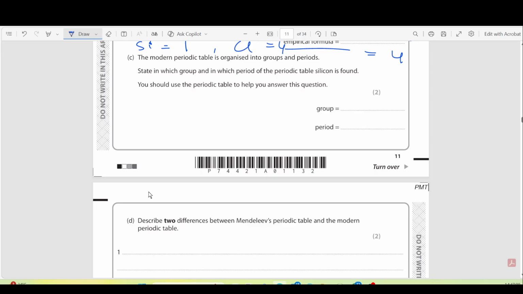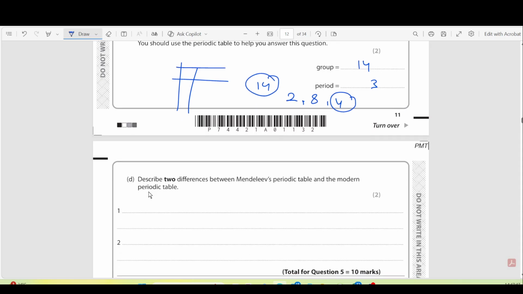Next is this. In the modern periodic table, we know there are rows and columns, which are called periods and groups. We have to tell which group and period silicon is found in. Silicon has atomic number 14. If we check, the electronic configuration is 2, 8 and 4. Because it has electrons in 3 energy shells, it is located in the third row. So our period is 3, and it has 4 electrons in its outermost shell, which places it in group 14. So group 14 and period 3.